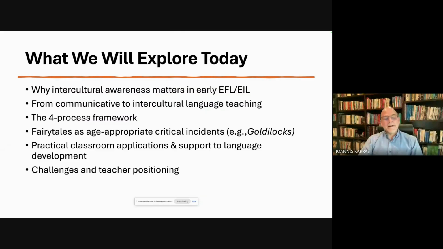I'm going to try to talk a little bit about making the shift from a communicative approach to language teaching to an intercultural approach to language teaching. I'm going to use a four-step process framework. I'll talk a little bit more about that later. And then we'll look at fairy tales as age-appropriate critical incidents, and I'm going to use Goldilocks as an example. And then I'll move on to some practical classroom applications and support to language development before I round things off with the challenges and teacher positioning.